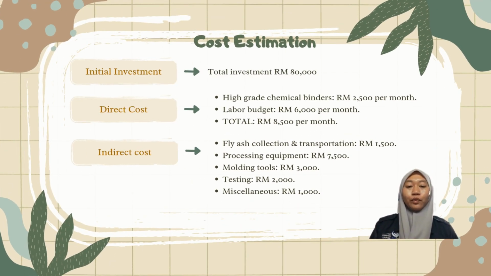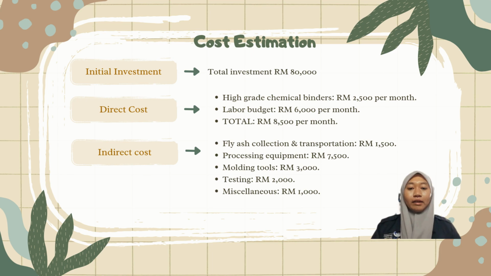So, for section 2, we are going to start with cost estimation. The initial investment for this project, the total investment amount, is 80,000 ringgit. So, the direct cost and the indirect cost. The direct cost is high grade chemical binders, which is 2,500 ringgit per month, with a labor budget around 6,000 ringgit per month. So the total is 8,500 ringgit per month for the direct cost.